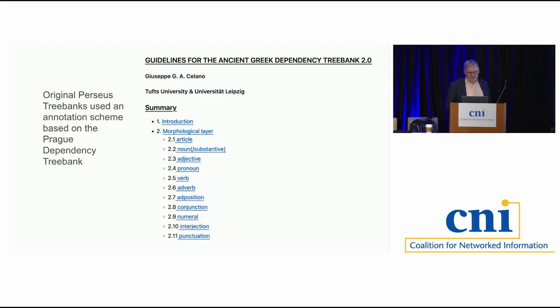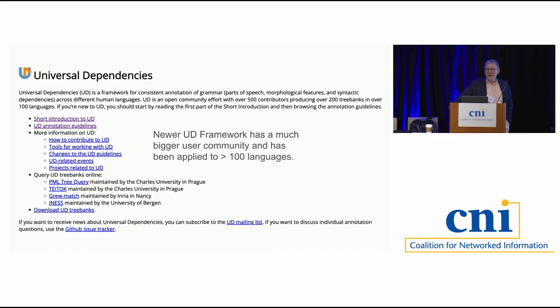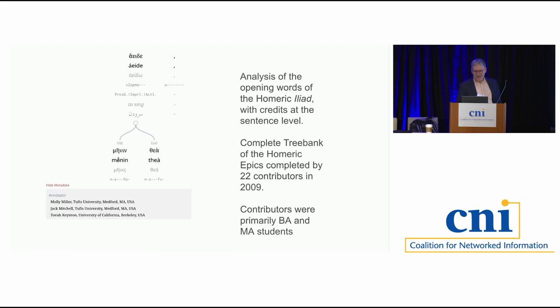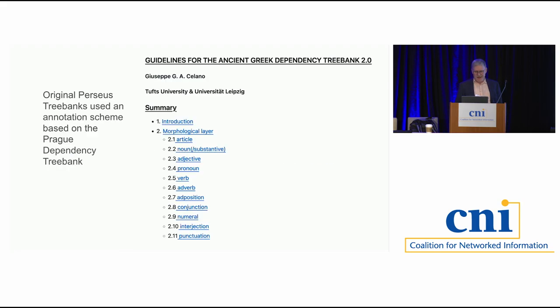Now we had our own annotation scheme, which was based on the Prague Dependency Treebank, which was the best thing that was available at the time. In the meantime, a newer and, I think, more useful framework has emerged for doing these annotations called the Universal Dependency Framework. More than 100 languages are represented. If you learn how to interpret these funny annotations in UD, and you learn how to work with Greek, then you can work with Russian, you can work with Chinese, you can work with a bunch of languages. So there's a lot of leverage you get out of it.